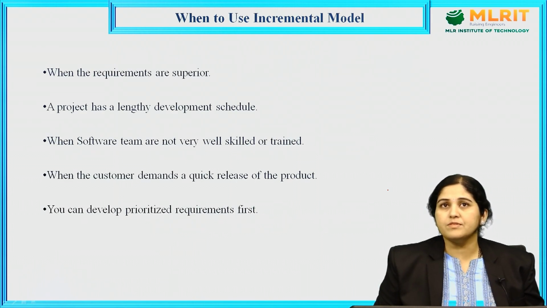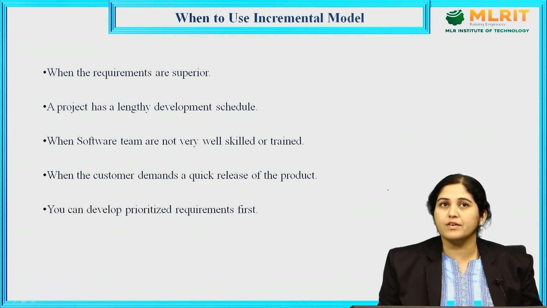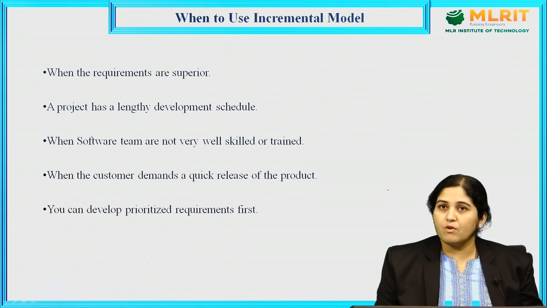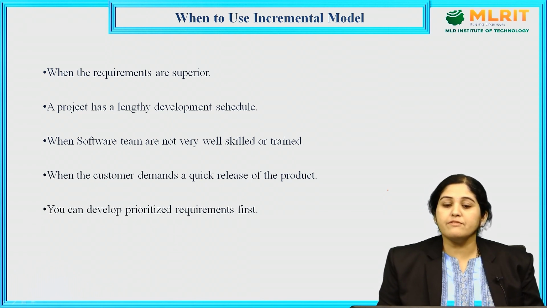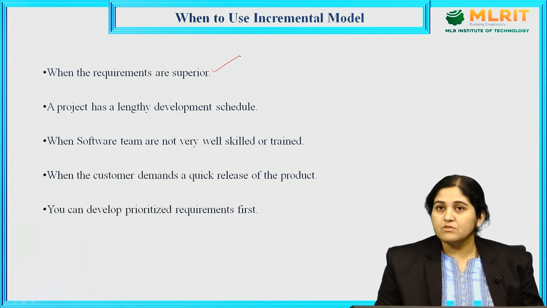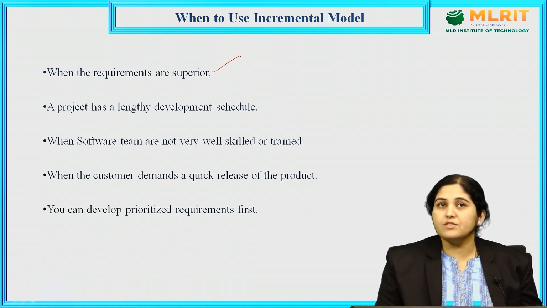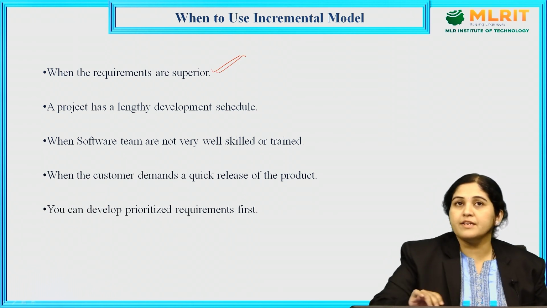And next comes when to use the incremental model. We got to know what the incremental model is and what its architecture looks like. Now we are going to see when to use the incremental model. The first point they are telling is when the requirements are superior. Whenever the requirements are highly needed from the customer side, and the customer wants to give requirements continuously one after another, or after each model he wants to add requirements to the next model, in that situation we can use the incremental model.